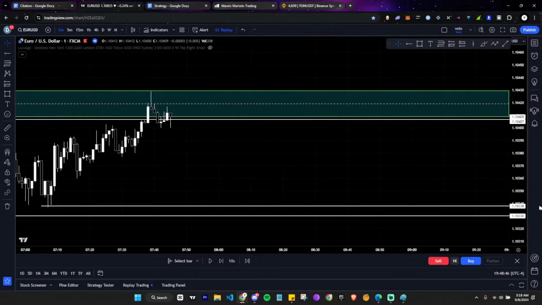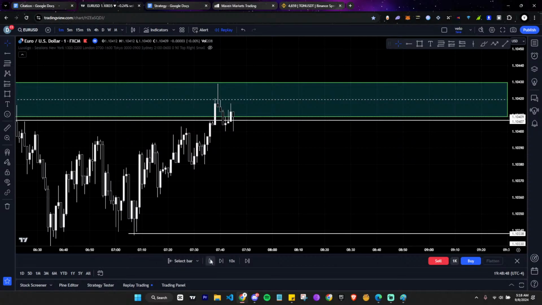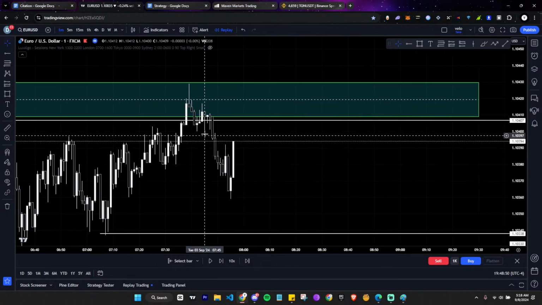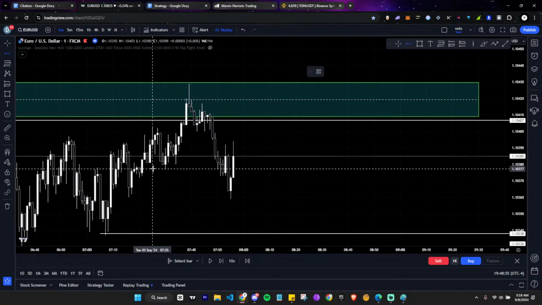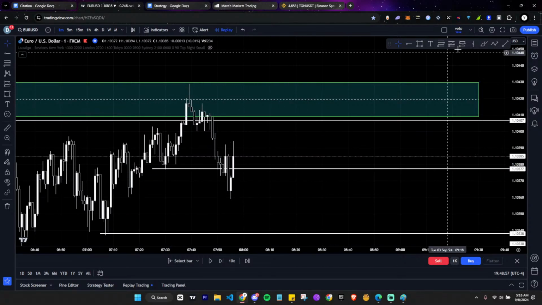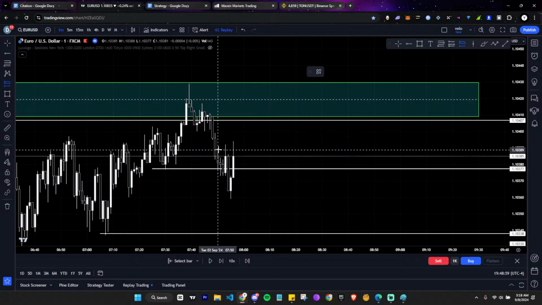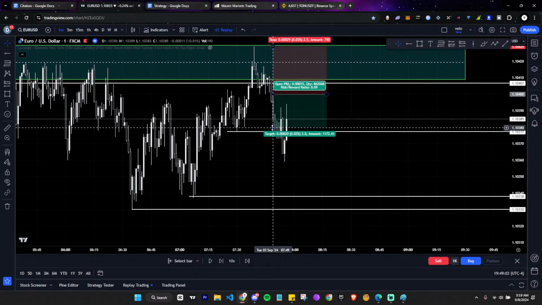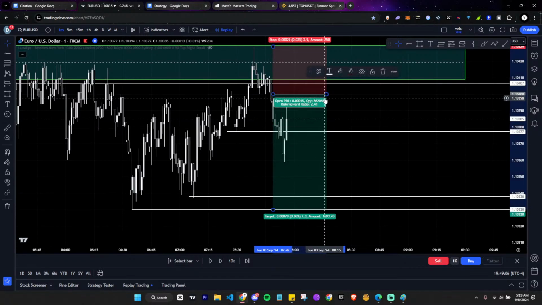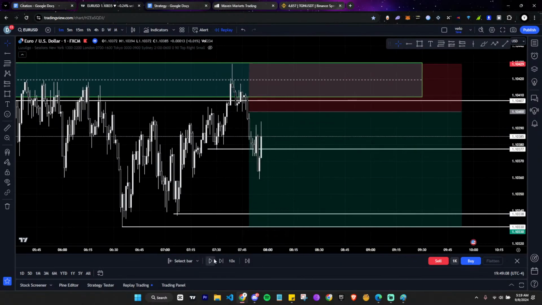Once I see that market structure shift on the 1 minute, that's when I'm going to use this to go lower. As you can see, it broke this low right here, and now we're going to have the market structure shift pullback. If it pulls back somewhere over here, I'm going to target these lows as my draw on liquidity. Let's see how this plays out.